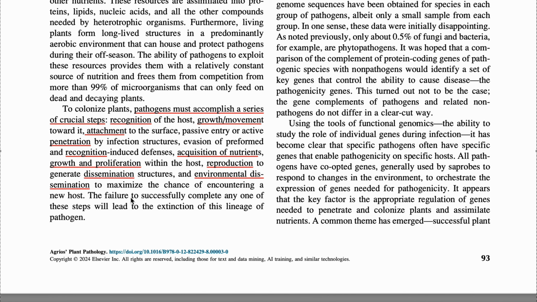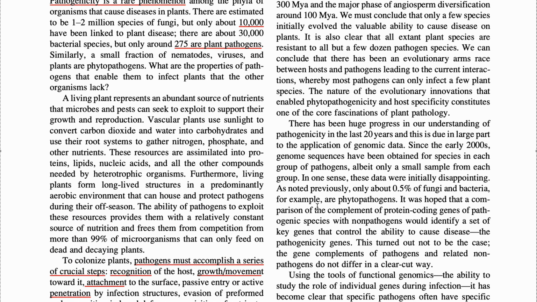Now, the failure to successfully complete any of these steps will lead to the extinction of this lineage of pathogen. So, this many crucial steps need to be followed, and failure at any one of these steps will lead to the extinction of this lineage of pathogens, right?